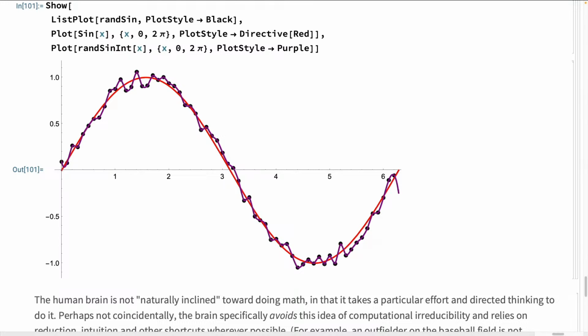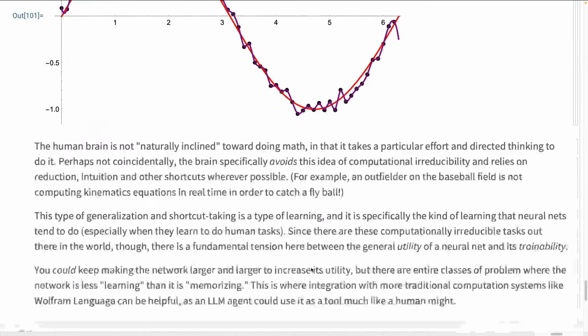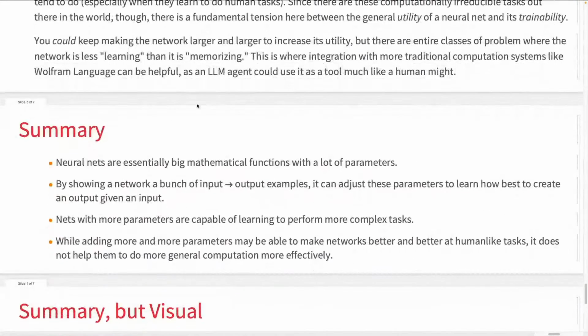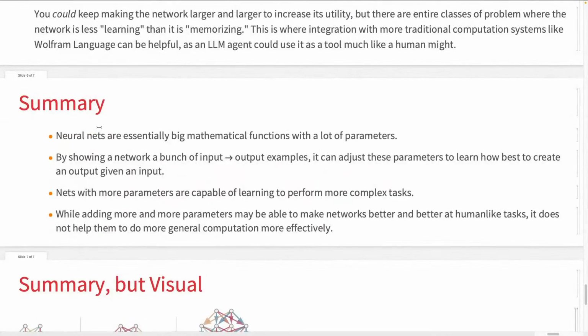So again, A, B, and E are the answers there. And then just a quick summary at the end. For all we talked about, the structure and connections and all that jazz, neural nets are essentially big mathematical functions, and they have a lot of parameters.